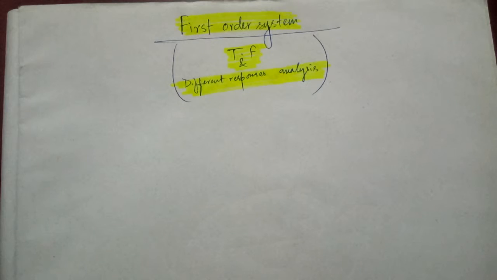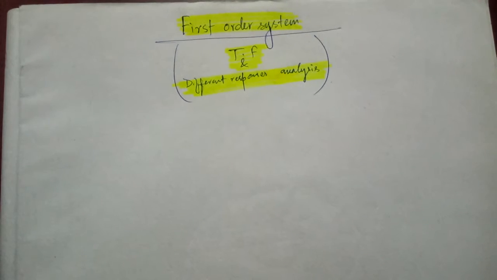Hello friends, today we are going to discuss the first order system in control system, the transfer function of it, how it arrives, and different response analysis. Response means impulse response, step response, ramp response, parabolic response, different kinds of response. This is a first order system, remember that. So one by one I'll be explaining it.